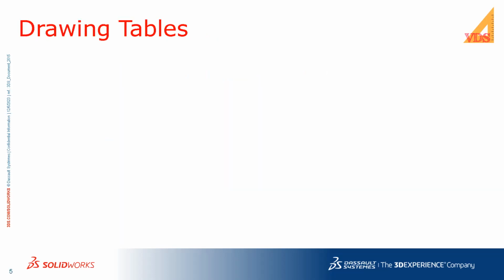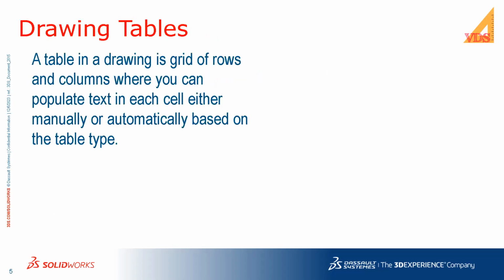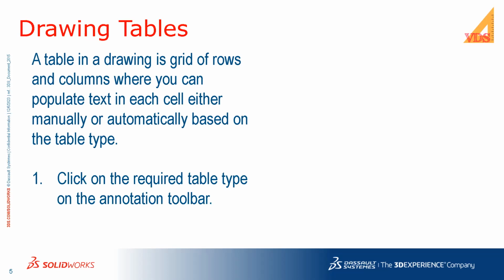So the first topic, as we discussed, is a table. Basically, a table is a grid of rows and columns where you have cells, and in each cell you can fill the required values either manually, automatically, or based on the table. A lot of things get automatically populated. So now, how do we get started or how do we start a table?